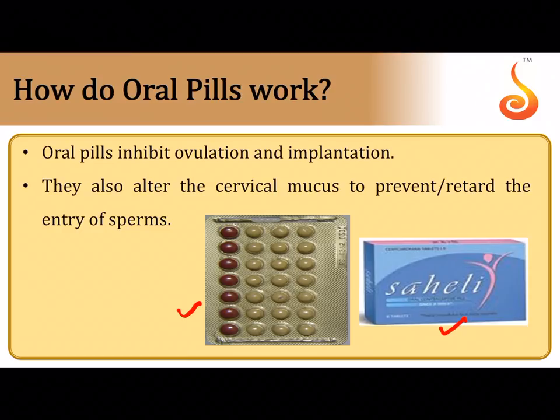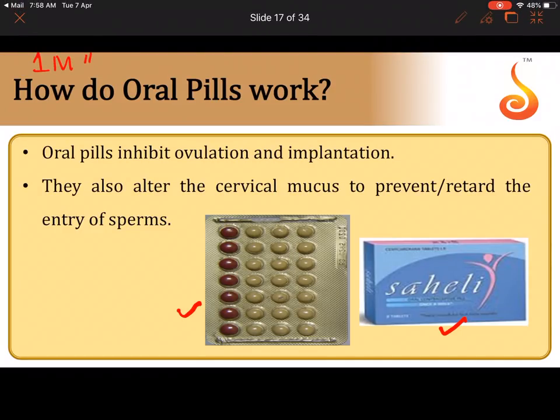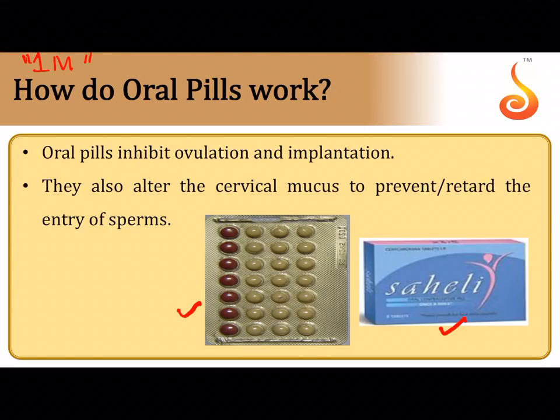How do oral pills work? Another very important 1 or 2 mark question in your board exam. The mechanism is very important. Oral pills inhibit ovulation. Remember, oral pills have hormone supplements. They have synthetic hormones, progestogen. These are not real hormones. Progestogen, estrogen, or progestogen only.